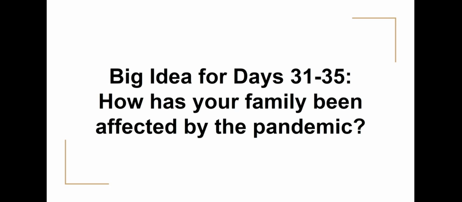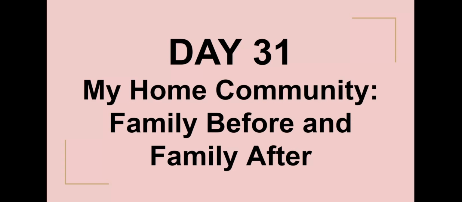So the big idea for this week, days 31 through 35, is how has your family been affected by the pandemic? So this whole week, we're going to think about this question and hopefully come up with an answer. Everything for day 31 is color-coded in red. So as you're going through the slides, if it's a red slide, it's day 31 and you need to read it. If it's a different color, that's a different day. So don't worry about that one today, okay?